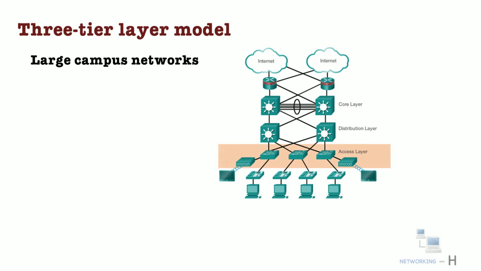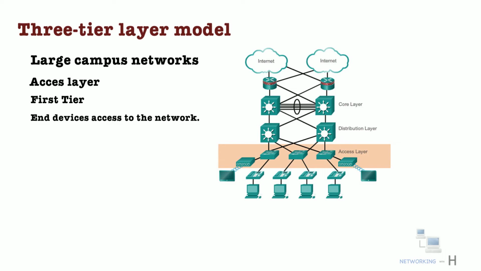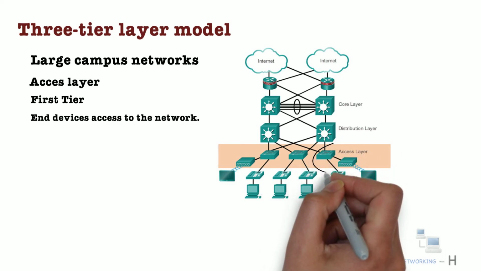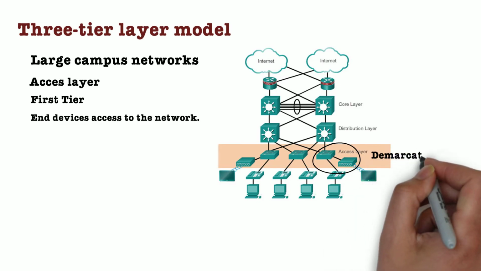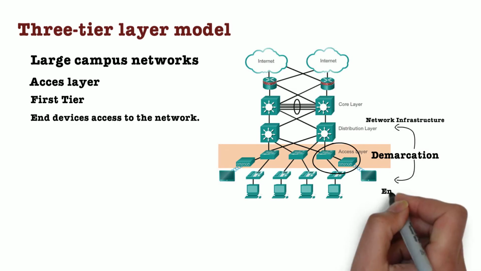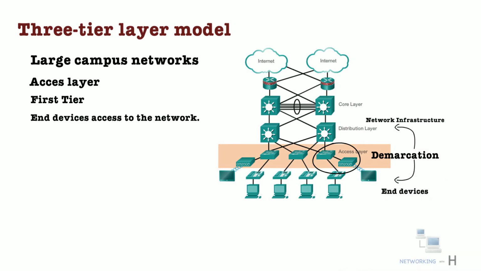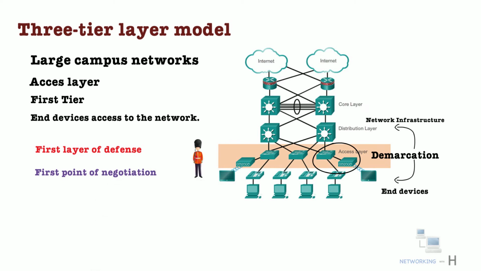Let's begin with the access layer. The access layer is the first tier or edge of the campus. It grants end devices access to the network. As shown in the figure, the access layer network generally incorporates layer 2 switches and access points, providing connectivity between workstations and the servers. The access layer provides the intelligent demarcation between the network infrastructure and the computing devices that leverage that infrastructure. It is the first layer of defense in the network security architecture and the first point of negotiation between end devices and the network infrastructure.